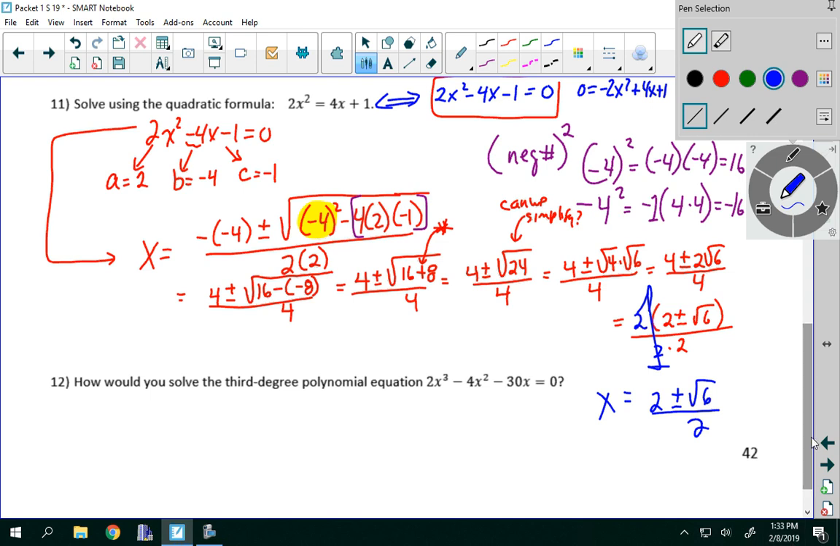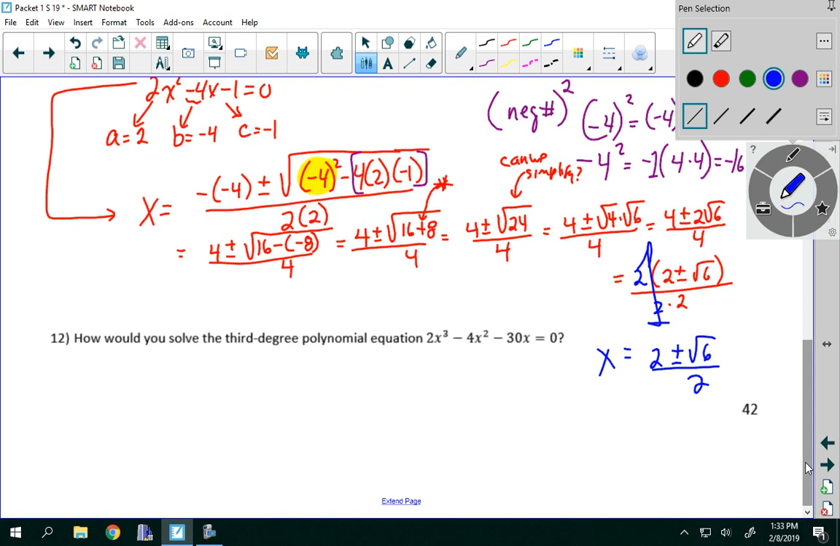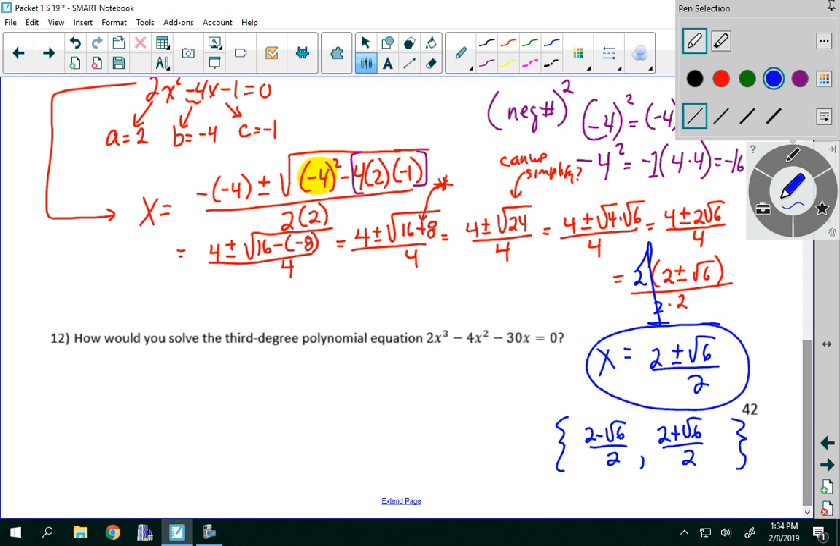And as you remember in your MyMathLab homework, you have to write your solutions in a solution set. So the smaller number always goes first. That's 2 take away the square root of 6 over 2. And your larger number, 2 plus the square root of 6 all over 2, would be how you would write that solution set. On a quiz or a test, if you just put a circle around there, that's fine with me. Okay?